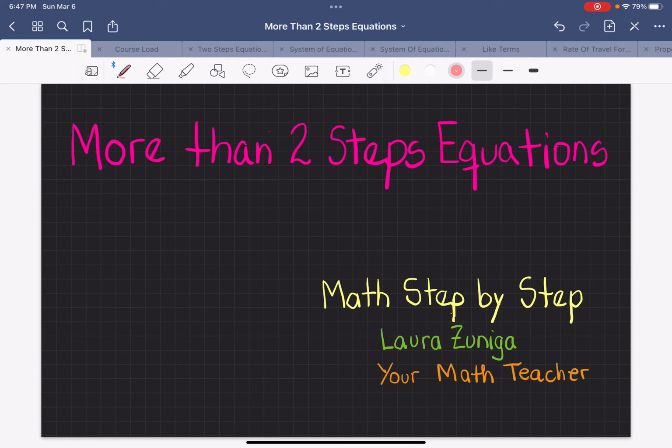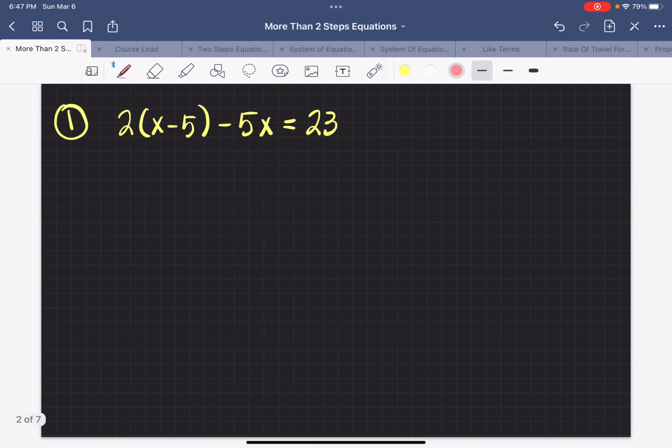Hello, in this video we're going to solve more than two steps equations. So here's an example of one. First of all, I'm going to remind you the steps that you will use in order to solve a more than two steps equation.